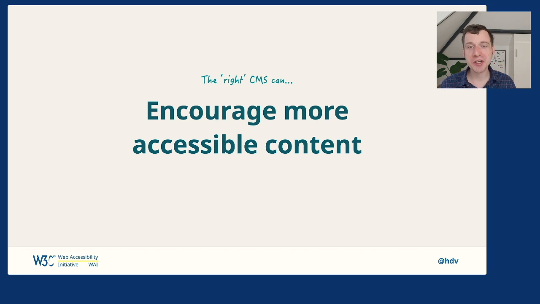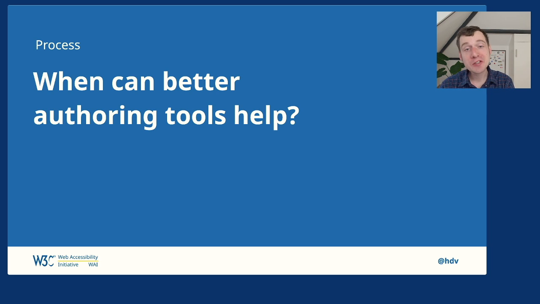So basically, a good CMS can encourage more accessible content and help people get their accessibility right. Now, I've talked about the standard quite a bit, but I think one of the exciting things about authoring tools that help with accessibility is that they can really help with your process. Let's look now at when in the process authoring tools can help.